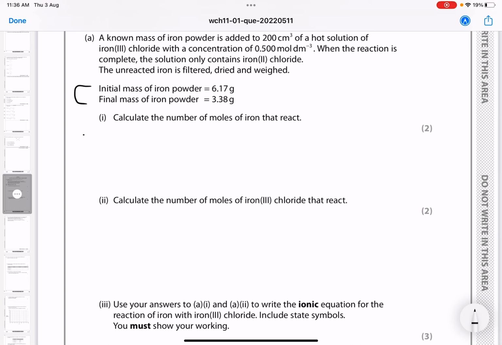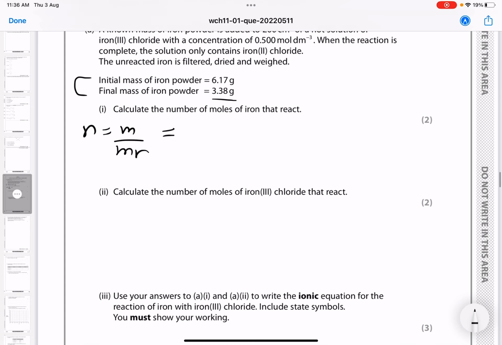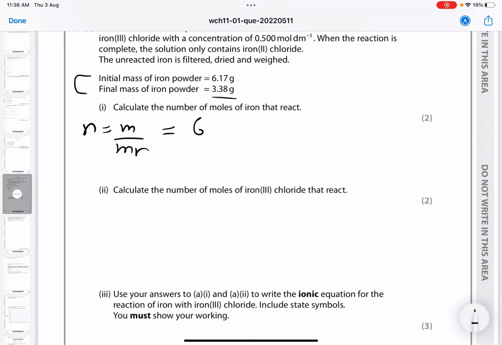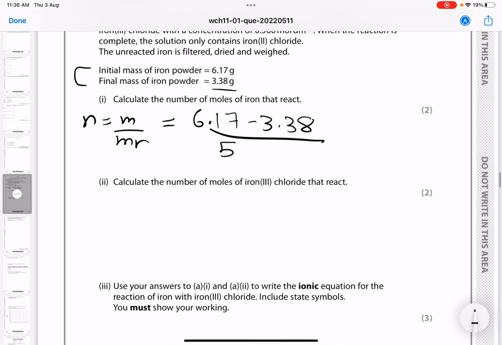So guys, you know that the moles for a solid equals mass over Mr. The mass is the difference between the initial and the final mass, so 6.17 minus 3.38, over the Mr of iron, which is 55.8. This equals 0.05 moles.